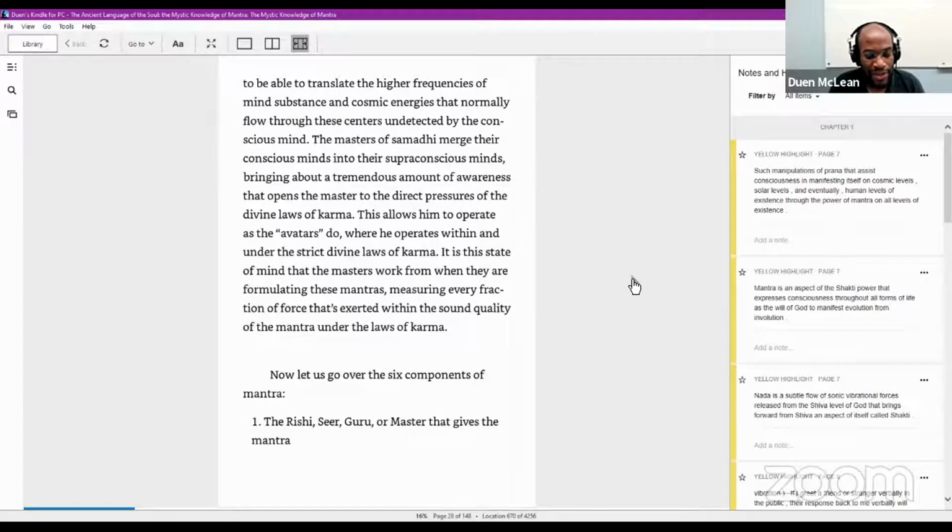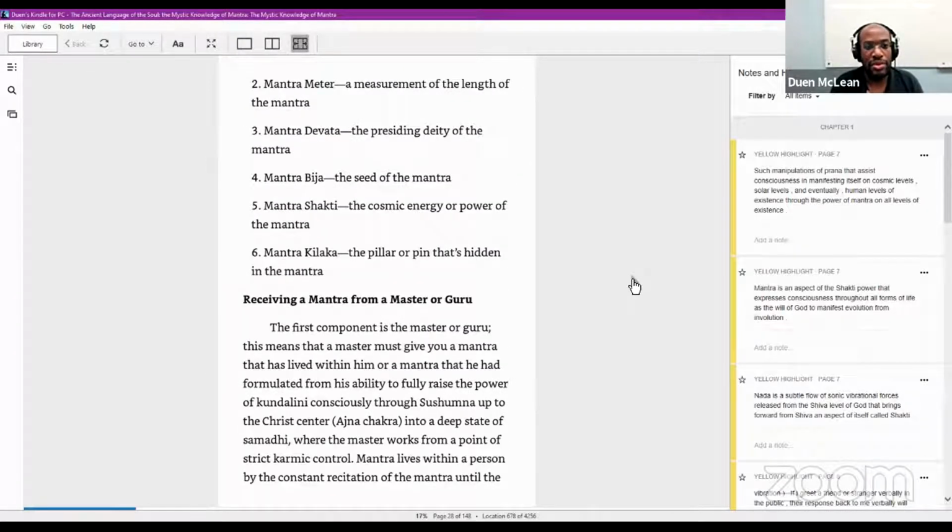Now, let us go over the 6 components of mantra. Number 1, the rishi, seer, guru, or master that gives the mantra. 2, mantra meter, a measurement of the length of the mantra. 3, mantra devata, the presiding deity of the mantra. Number 4, mantra bija, the seed of the mantra. Number 5, mantra Shakti, the cosmic energy or power of the mantra. 6, mantra Kilaka, the pillar or pin that's hidden in the mantra.